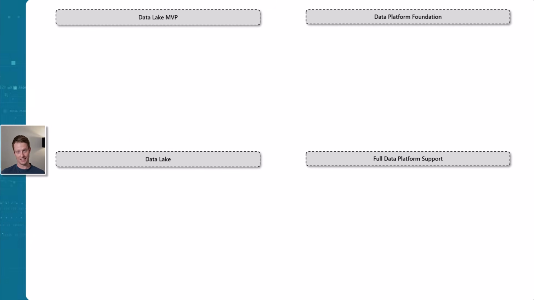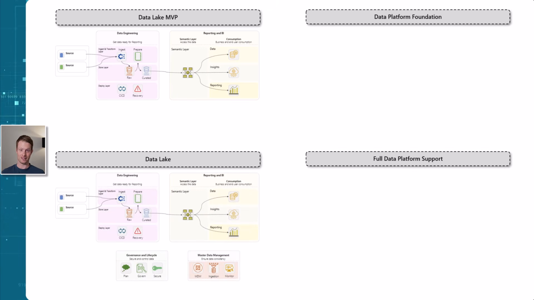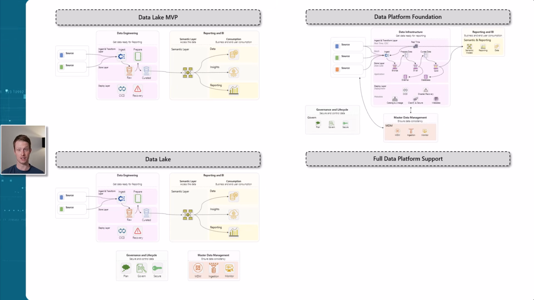What these look like as milestones: we have this data lake MVP, just the engineering piece, infrastructure piece, and then the reporting BI. Then, we get to this data lake, which is not an MVP, but it has this MDM and some governance around it. The foundations is where we really expand the infrastructure, right? So we've come from just some data engineering to the whole infrastructure. We've added a lot more into this, and this is really those foundations.